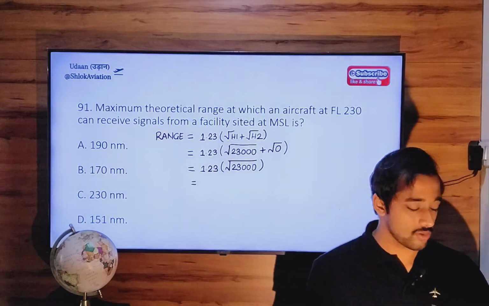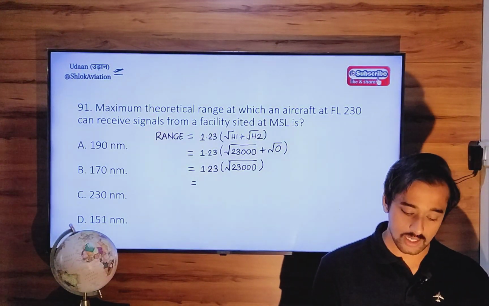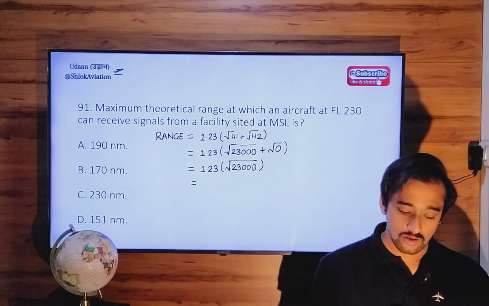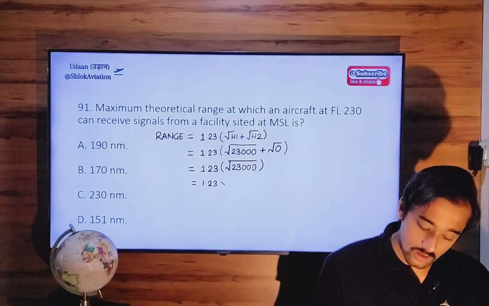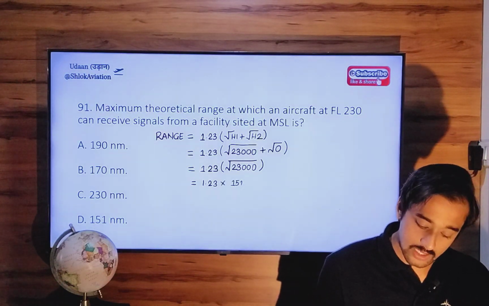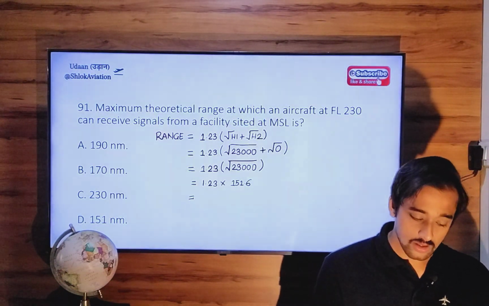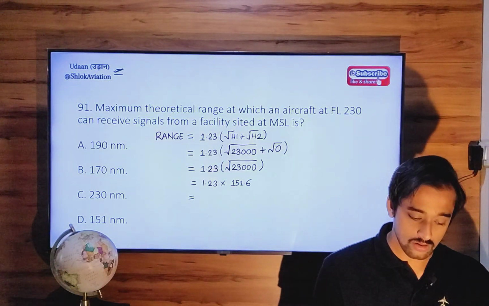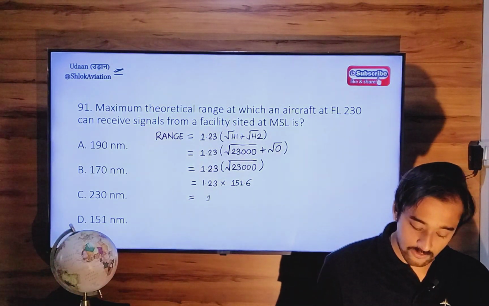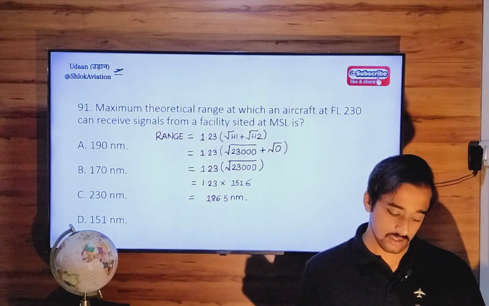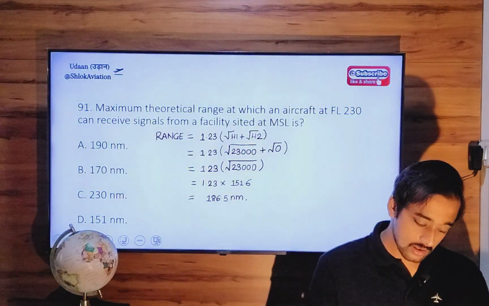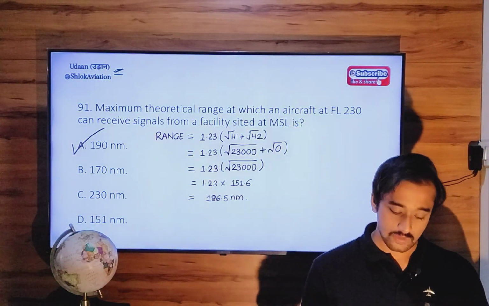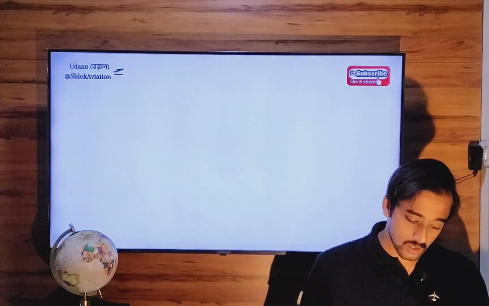is equal to how much? So square root of 23,000 is 151.6. So 1.23 into 151.6, 186.5 nautical miles. So the closest option here is option A, 190 nautical miles. Okay. So let's go to question number 92.